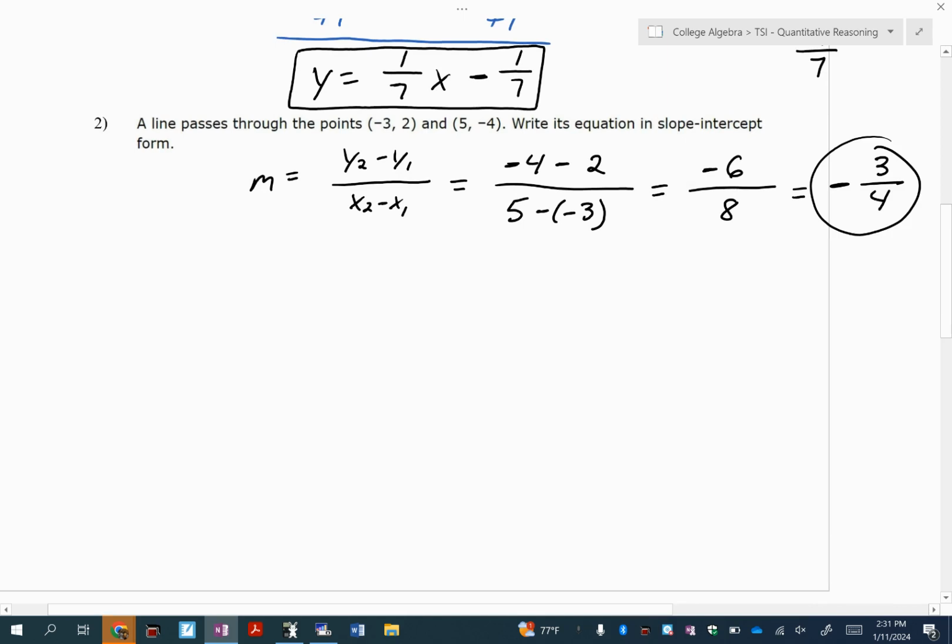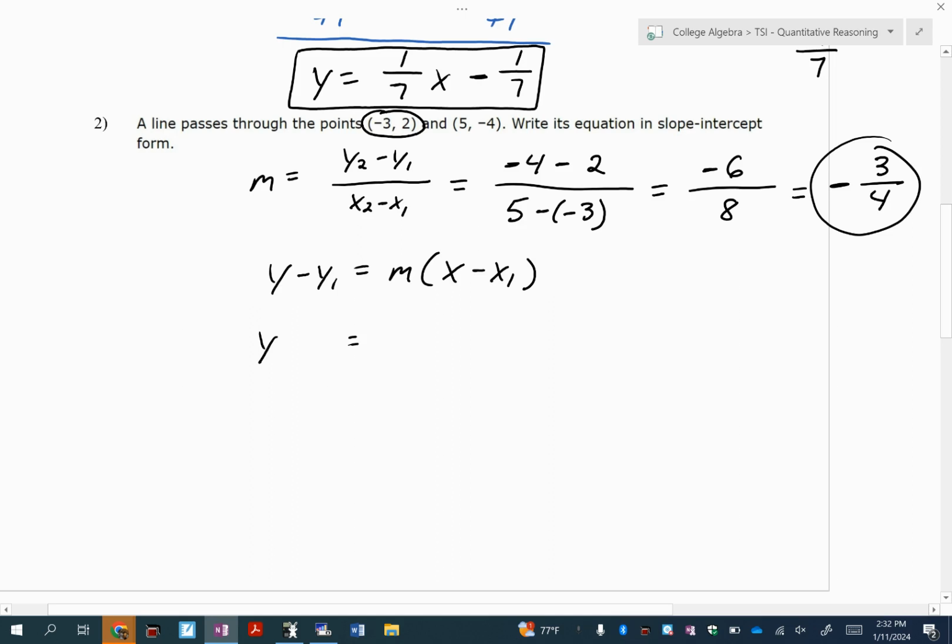Which point would you like to use? It doesn't matter. Would you like to use negative 3, 2 or 5, negative 4? Okay. Most students will choose the first one. That's fine. So y minus y sub 1 equals m times x minus x1. Awesome. Let's plug in what we know.